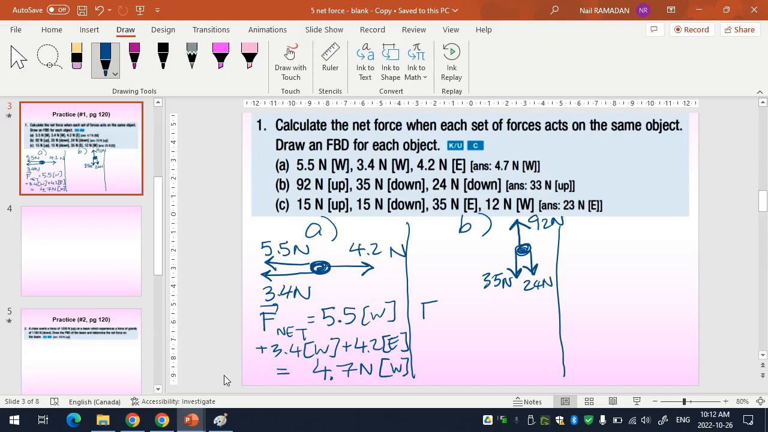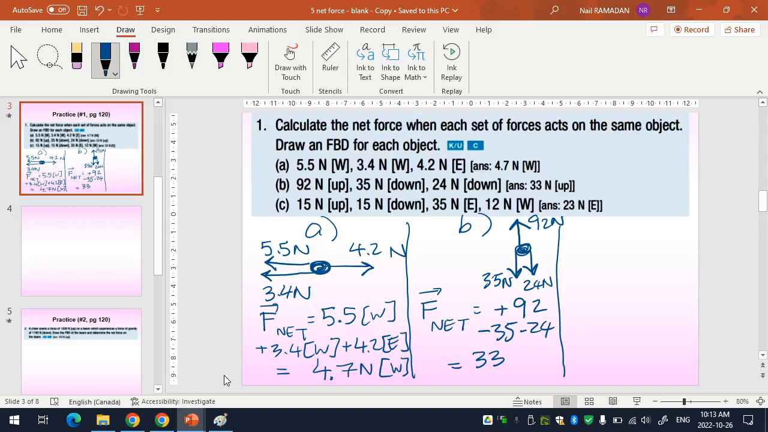So here I will say F net equals what? If I want to do it with the signs, I have to choose one direction to be negative and one direction to be positive. Obviously we can tell that the 92 is going to beat the combined effect of 35 and 24. So positive 92, subtract 35, subtract 24. How much is that? Well, 35 and 24, yes, 33.